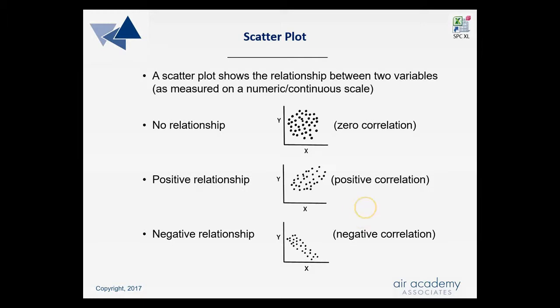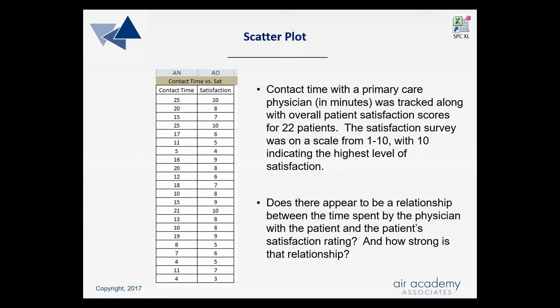A negative relationship, like the one shown down here, could be something like x being age. As age gets bigger, y, maybe bone density, gets less. So that is a negative relationship. Now, there are diagnostics we use to quantify these relationships, and we're going to show you that as well. So let's take an example here and talk about it before we get to the software.